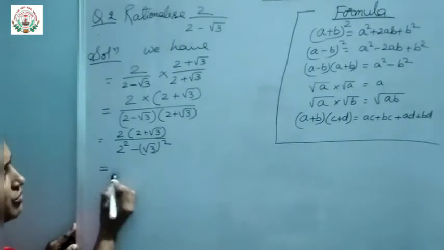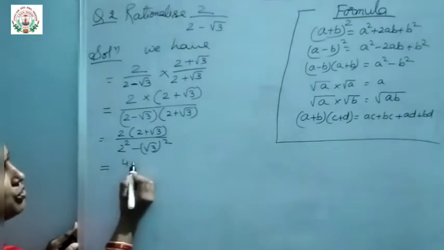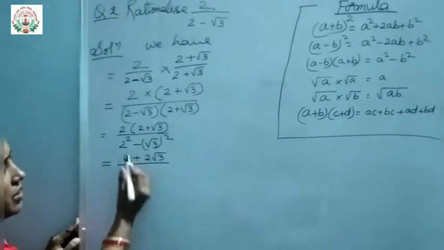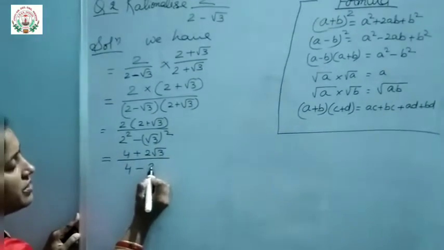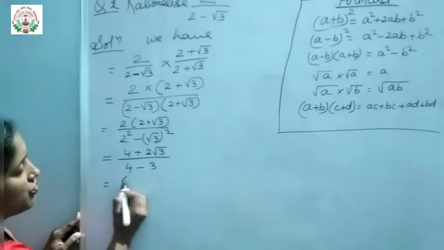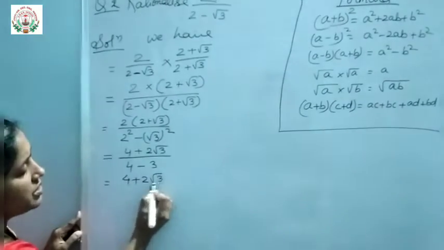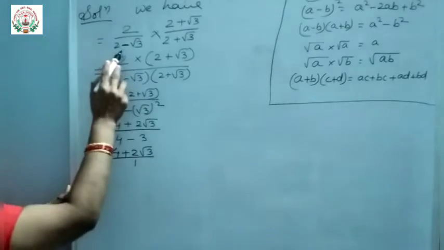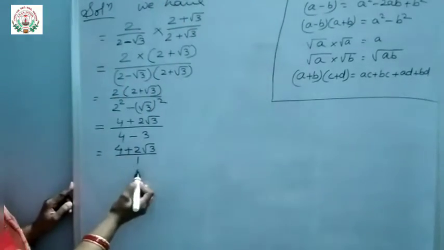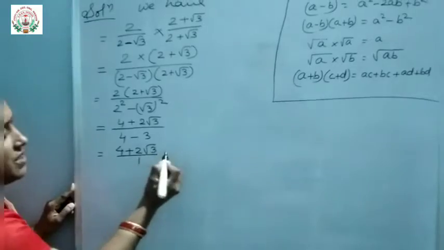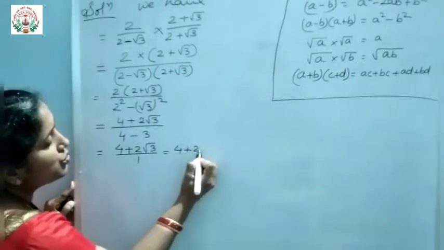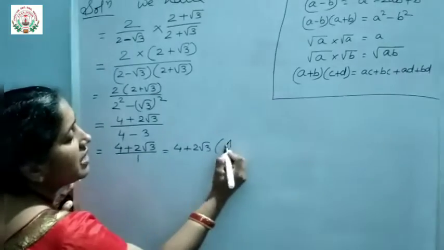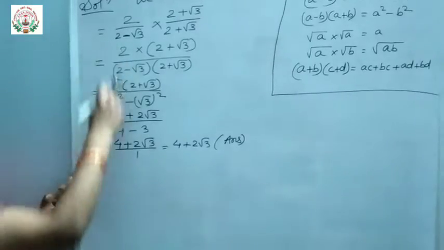Okay. So now when you write, what will you write? 4, because 2 2s are 4, plus 2 root 3 upon 2 square is 4 minus root 3 square will be 3, which equals how much? 4 plus 2 root 3 upon 1. So 1 is our rational number. That means we have changed irrational into rational. So this is called rationalization. So our answer is 4 plus 2 root 3, because denominator 1 means the same value. So this will be the answer. Clear? So this way you are going to solve this.